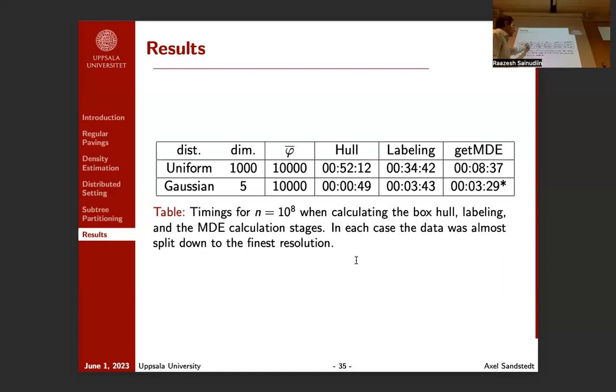So here we can see the stages and what time they took for the different cases. The uniform took 52 minutes for finding the box hole and 34 minutes for labeling every data point. And the get MD took 8 minutes. It's not too surprising because these two are dependent on the dimensionality of the data. If we have a lot of dimensions, we have to do a lot of comparisons and work in those two stages. That is also why it went so quickly for the Gaussian case.